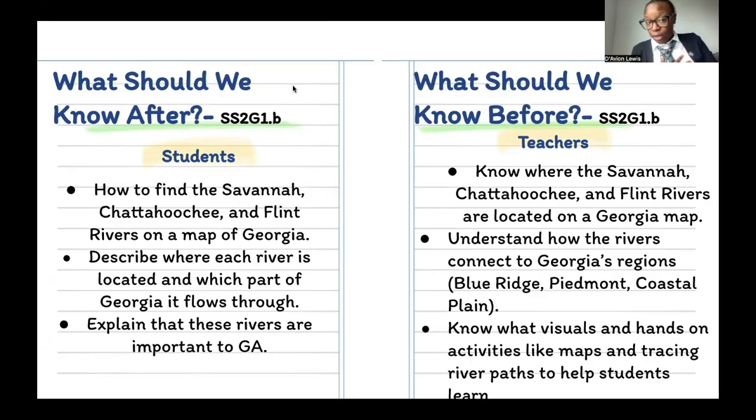Now, what should I know before teaching this standard? Well, I should know where the Savannah, Chattahoochee, and Flint rivers are located on the Georgia map. I should have an understanding of how the rivers connect to Georgia's regions, Blue Ridge, Piedmont, Coastal Plain, and so on. And I should know what visuals and hands-on activities, like maps and tracing river paths, can help students learn more effectively.